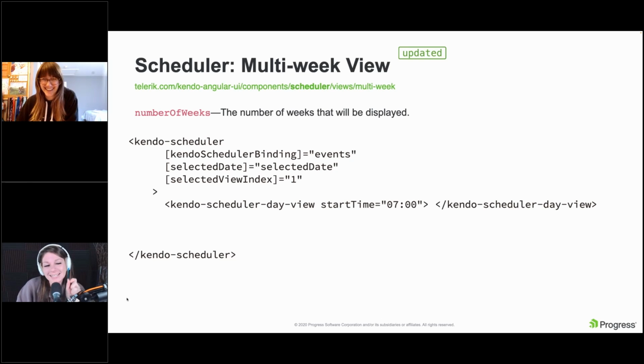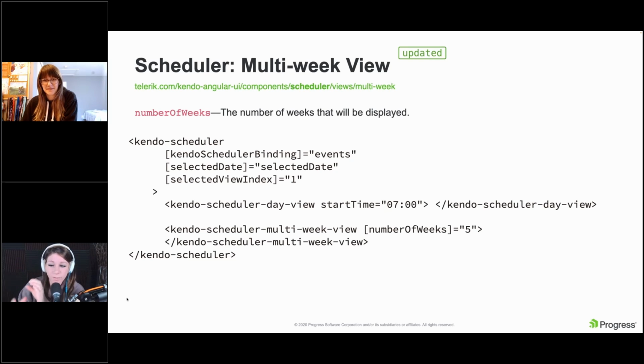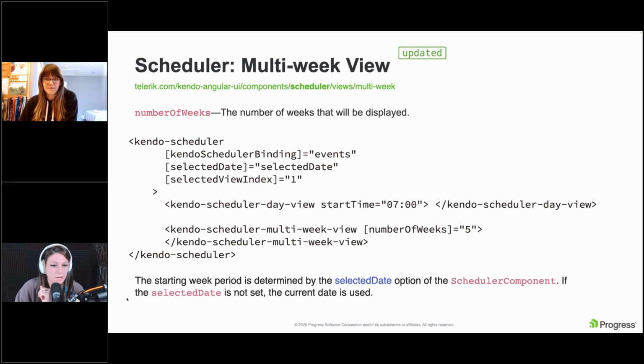Okay, so we're inside the Kendo scheduler, and here we can say Kendo scheduler, similar to the Gantt with a year view, multi-week view, and then you specify with the attribute the number of weeks that you want to see. And the starting week period is determined by the selected date option. I included the whole chunk here because I wanted to show where we're pointed at selected date. That's part of getting this feature. If the selected date is not set, the current date is used. I am really excited about this. Check out underneath scheduler, views, and then even further, multi-week to see this one.